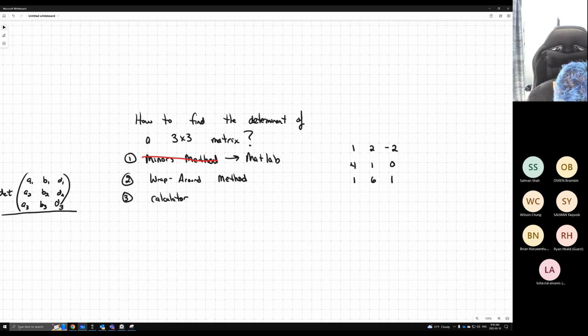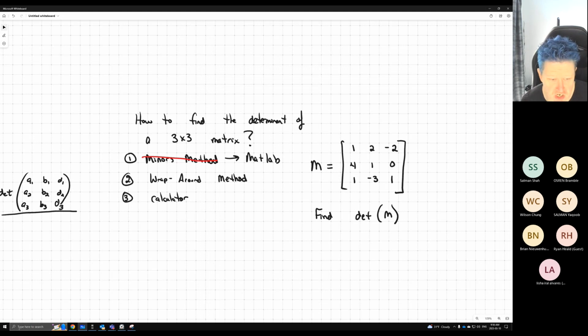And let's make sure these numbers are not too large. Okay, so I have a 3x3 matrix here. Let's say I want to find the determinant of this matrix. Okay, so we want to find the determinant of M. The wraparound method is not too difficult, but you have to be careful with it. So here's how I do the wraparound method.